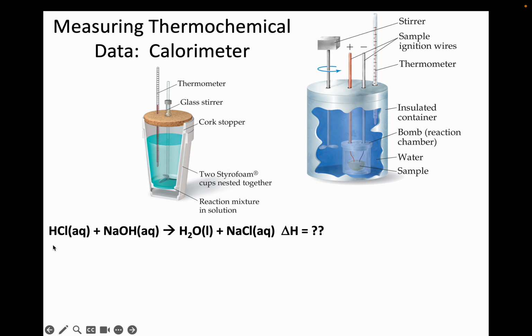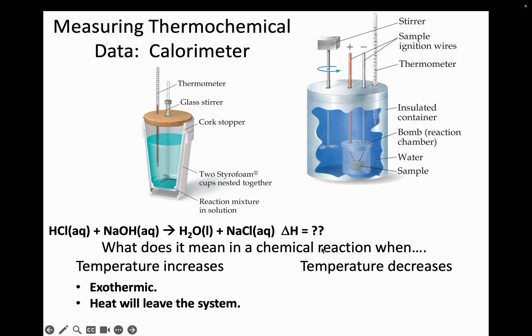Within here, we have an acid and a base in a neutralization reaction. We might see enthalpy data reported for it. How do they get that data? First thing we want to note, let's say we mix together the two reactants and the temperature goes up. First thing we want to note with that is exothermic. If the temperature increases, it's an exothermic process. Heat will now leave the system. Let's get that straight first of all.